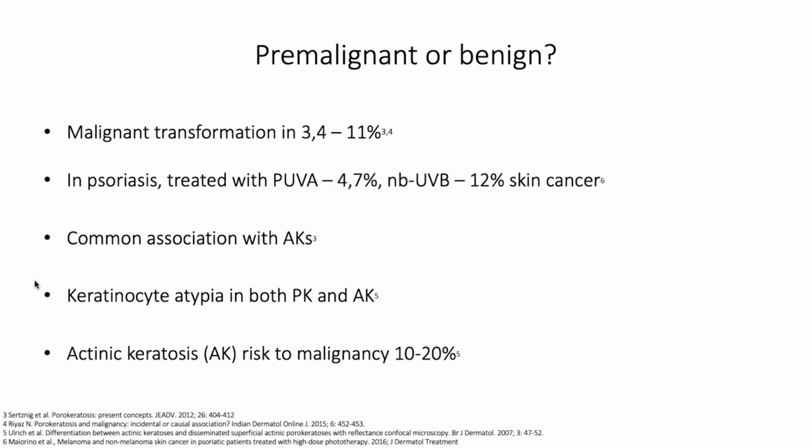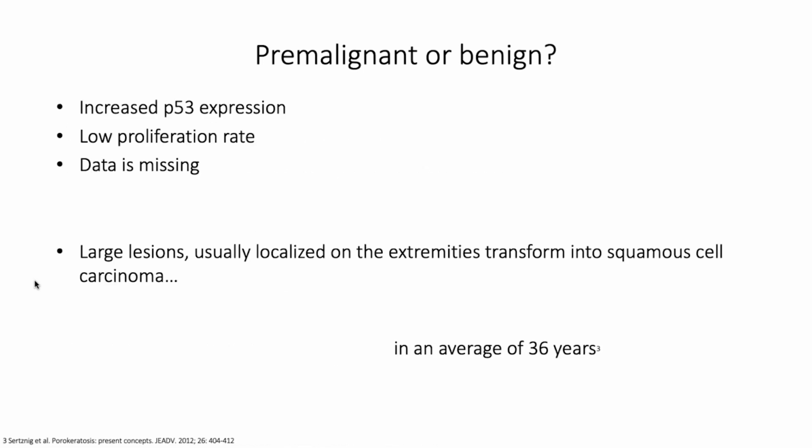Porokeratosis are also often associated with actinic keratosis, another premalignant condition. And we can also see keratinocyte atypia in both porokeratosis and premalignant actinic keratosis. However, in actinic keratosis, the risk of malignancy is higher compared to porokeratosis and is about 10 to 20%. However, taken together, increased P53 expression with a low proliferation rate, where data is missing regarding the malignancy or entity of this disease. There are reports that state that large lesions, usually localized on the extremities, may transform into squamous cell carcinoma in the average of 36 years.